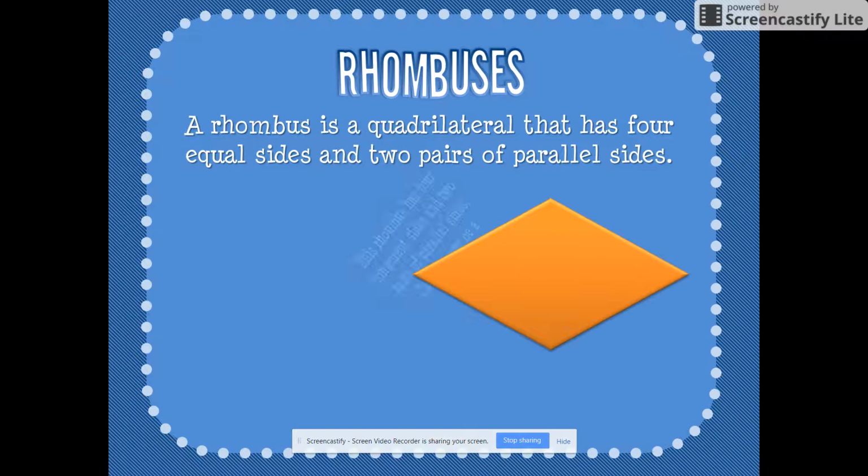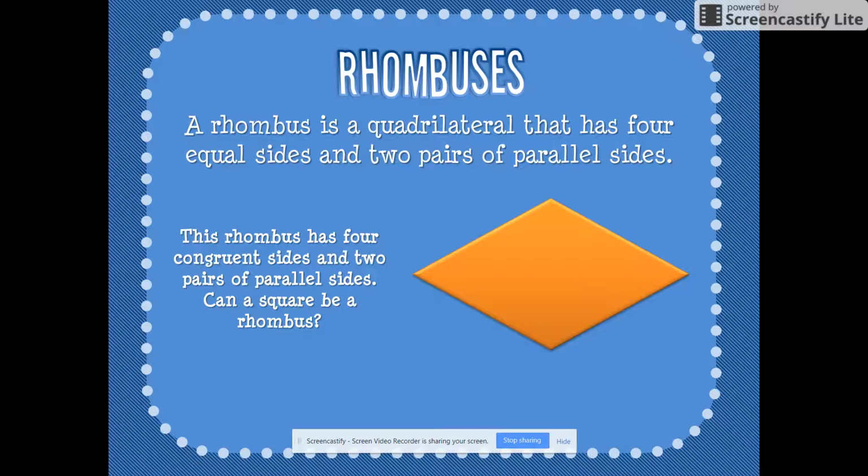Rhombuses. A rhombus is a quadrilateral that has four equal sides and two pairs of parallel sides. So it's kind of like a square that has been squashed down. You can kind of imagine someone sitting on a square and squashing it down. Now all the sides are the same length. So when you're comparing it to a square, it has that in common, that all four sides are the same length. What is different from a square is notice the angles here. This is an acute angle. This is an obtuse angle. A square has four right angles. This does not. What it has the same as a square is this left side is parallel to the right side, and this top side right here is parallel to the bottom side. So it has two pairs of parallel sides.